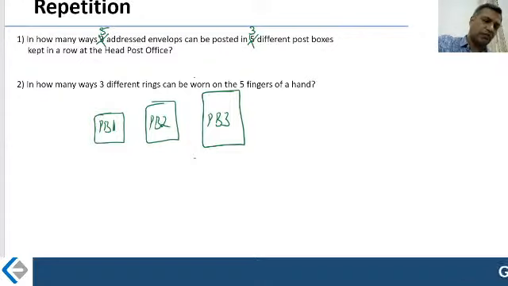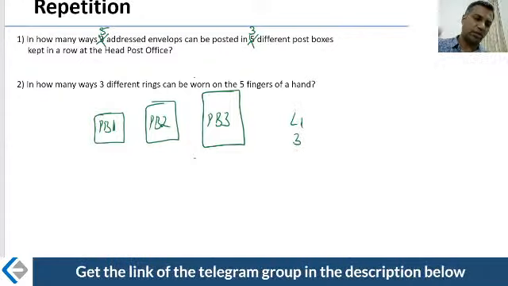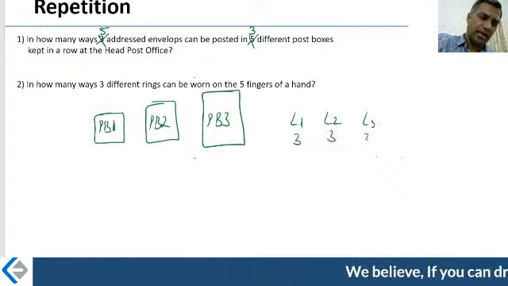Good. So now you look at the first letter, friends. The first letter can be posted in 3 ways, because either you can put it in box number 1, or box number 2, or box number 3. You can put the first letter in any of the boxes. Fair enough. What about the second letter? Any of the 3 boxes. What about the third letter? Any of the 3 boxes.